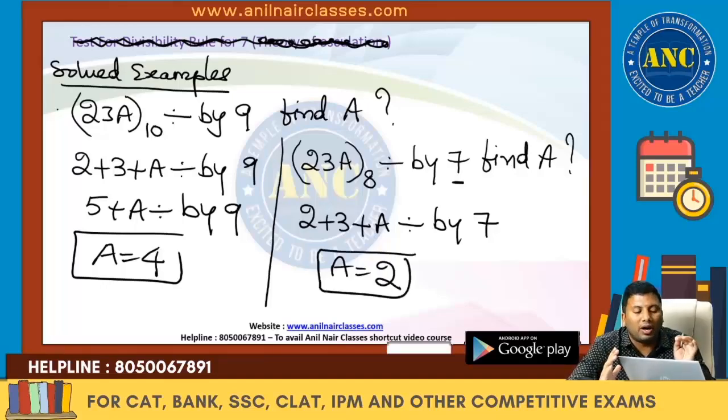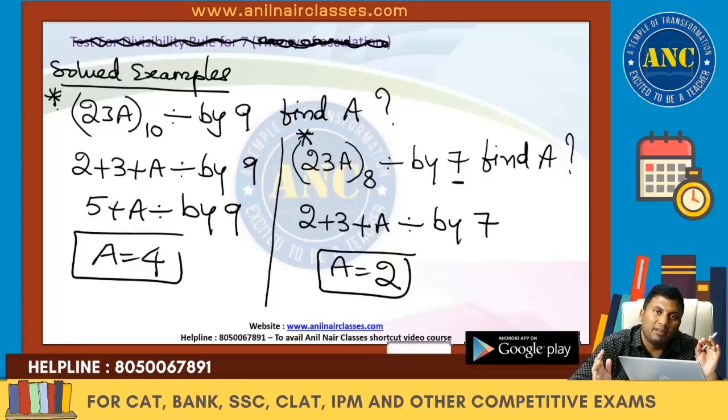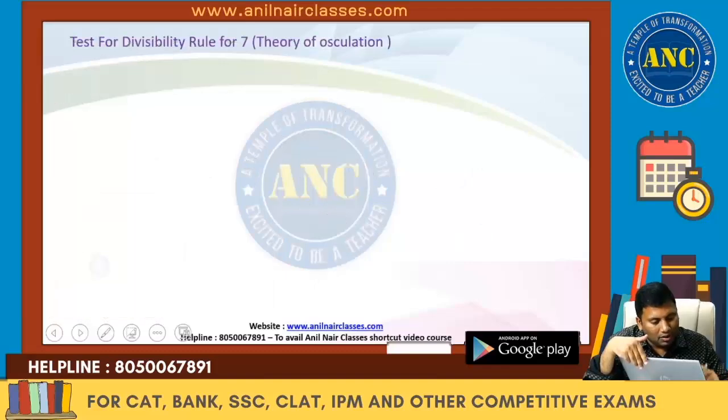I hope you have understood how to use this digital sum for another base system also. The divisibility rule for 9 is that the sum of the digits should be divisible by 9, and that is not only in the decimal system. In a base system k, the divisibility rule for k minus 1 is that the sum of the digits should be divisible by k minus 1. I hope you got the idea. One more example.